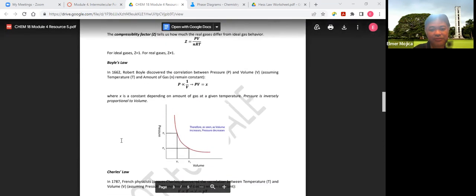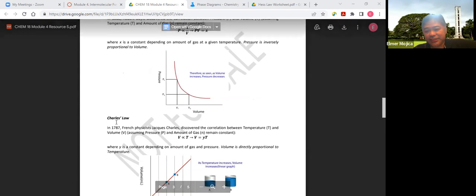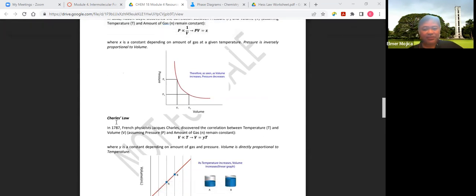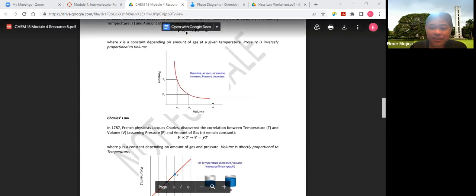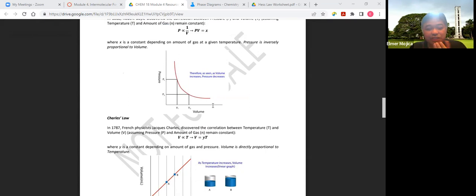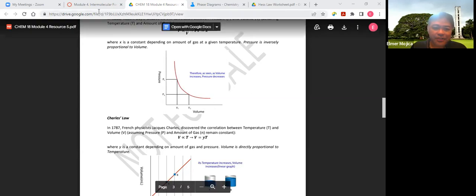So anong pagkakaiba ng ideal tsaka sa real gas? So ideal only exists ideally, but the situation that we have is what? Real, di ba? Gusto natin ideal, tall, dark, and handsome. And in reality, ano meron? Tall, dark, and handsome na mukha. Right?